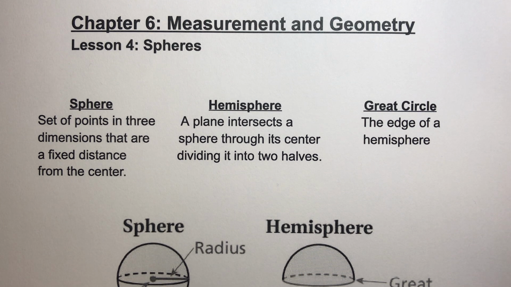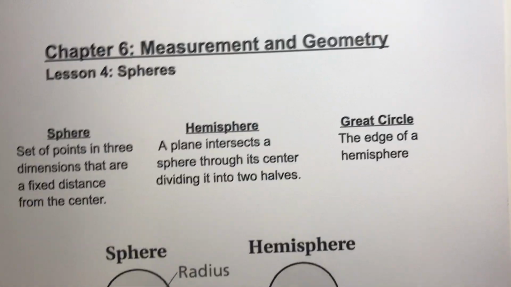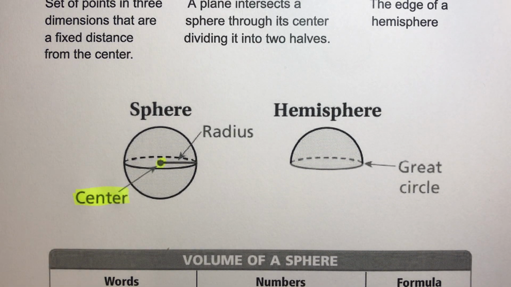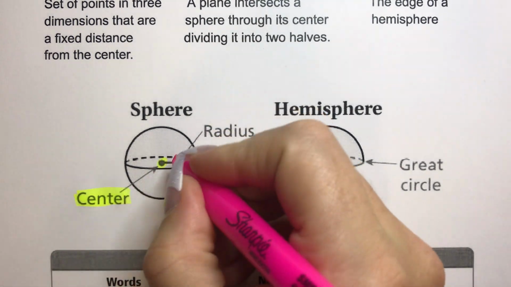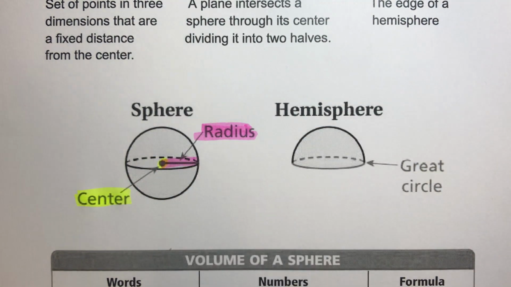So that is called the center right here. Right there, that's called the center. And then the radius of the sphere is right here. That is the radius. Okay. So that is a sphere.